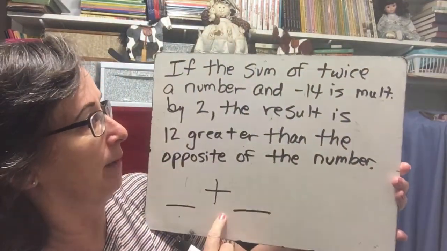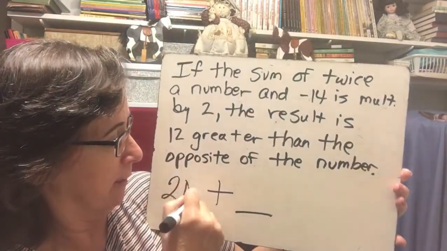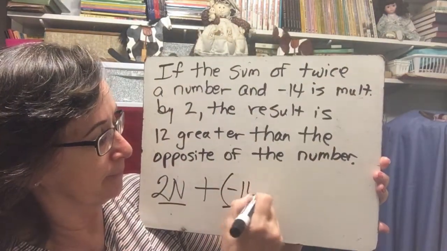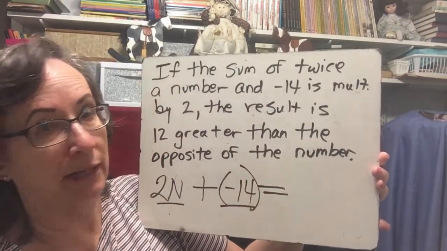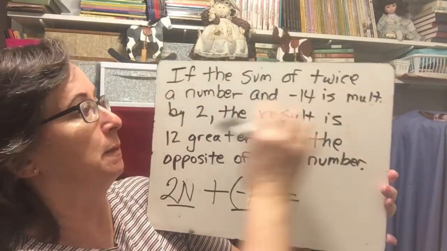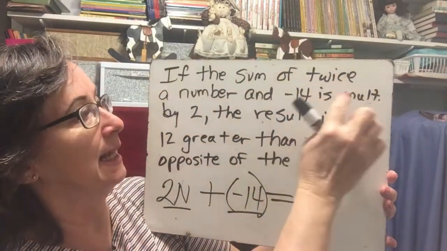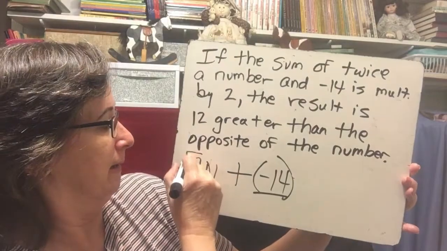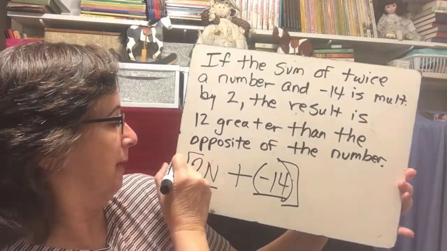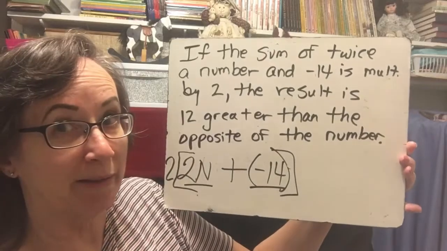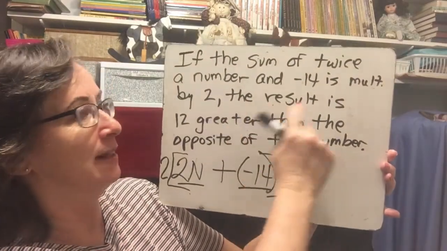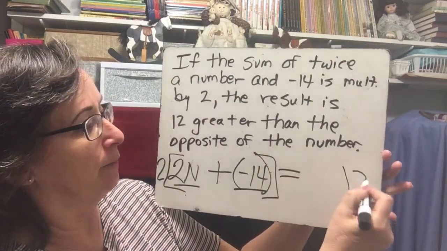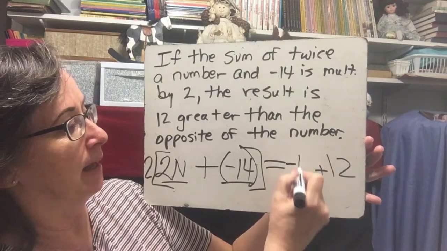If the sum of twice a number and, that's where we put the plus sign, negative 14 is, that's our equal sign, is multiplied by 2. That's not our equal sign. Is multiplied by 2. So now we're going to take this whole thing and multiply it by 2. That's why I always read things twice, right? The result is, there's my equal sign, 12 greater than the opposite of the number.